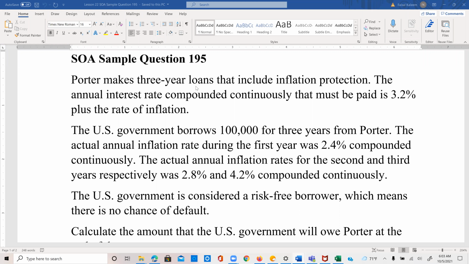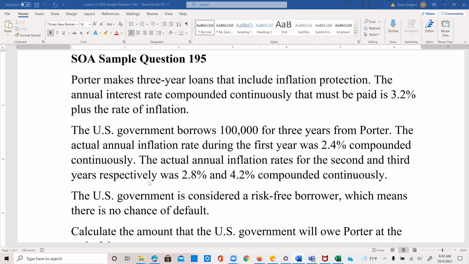Porter makes 3-year loans that include inflation protection. The annual interest rate compounded continuously is 3.2% plus the rate of inflation. The US government borrows 100,000 for 3 years from Porter. The actual inflation rate occurring during the first year was 2.4% continuous. Inflation rates for the second and third year were 2.8% and 4.2%, compounded continuously.